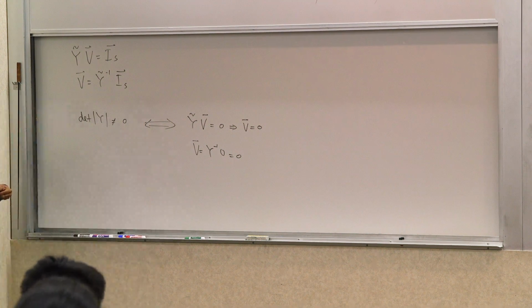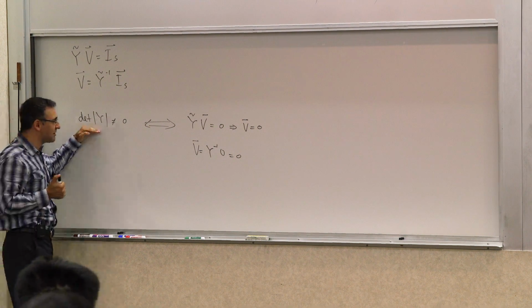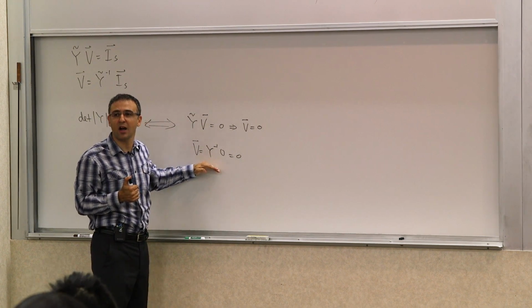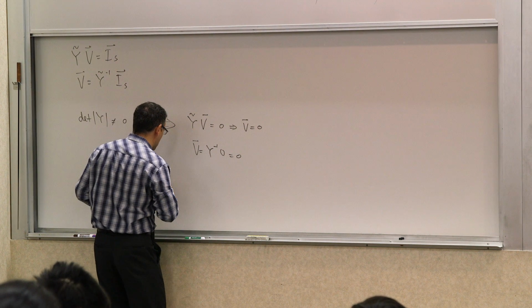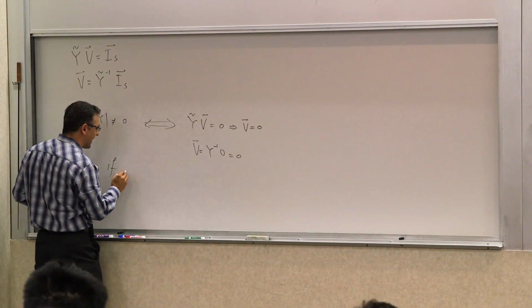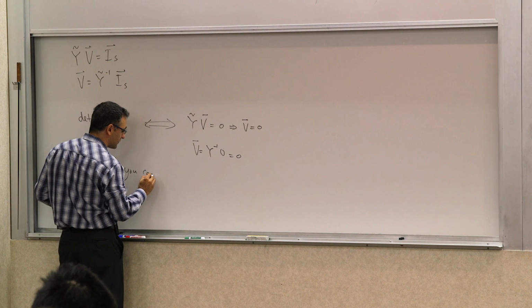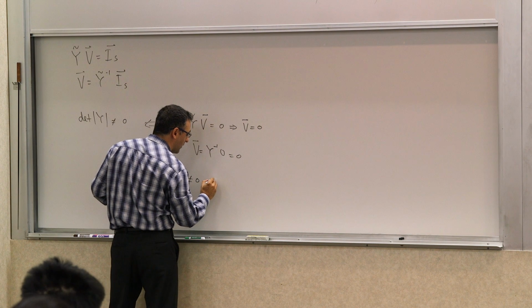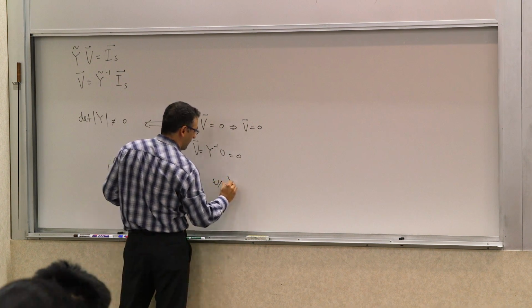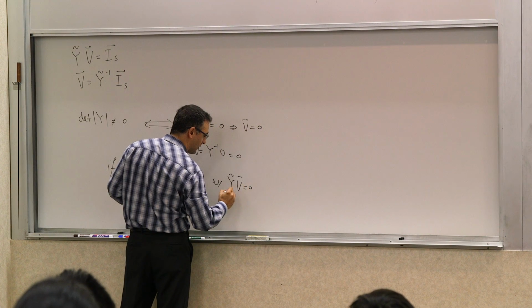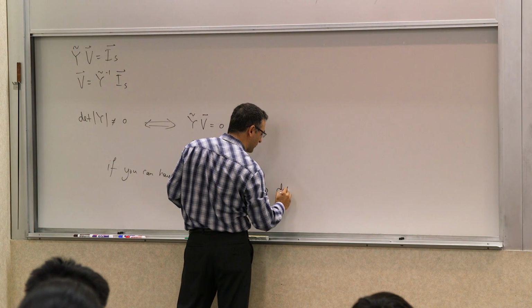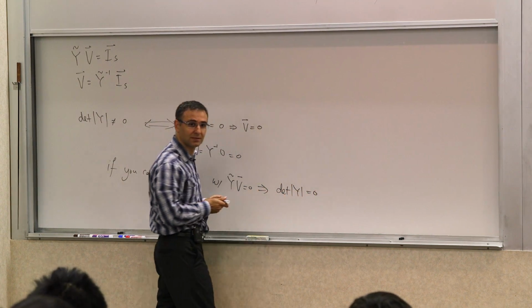The vector 0, right? As long as the determinant is 0, the solution to this should be identically 0. And if you can have v not equal to 0 with Yv being 0, then you can be sure that the determinant must be 0. Does this make sense?